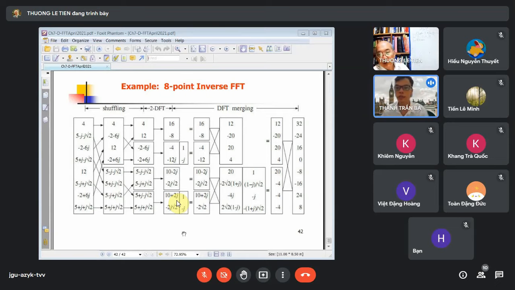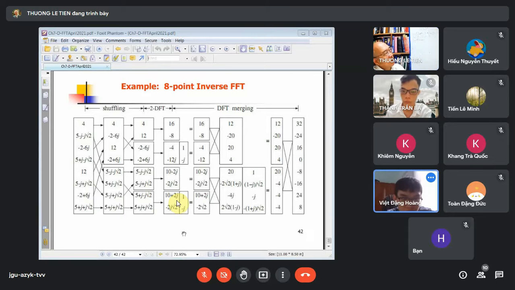There are three methods, sir. Forward DFT. There are three methods. With forward DFT, yes sir. How many formulas can we use to calculate it? I think it's three, sir. And how many formulas can we use to calculate the inverse DFT or IFFT? Maybe it's two. What are they?